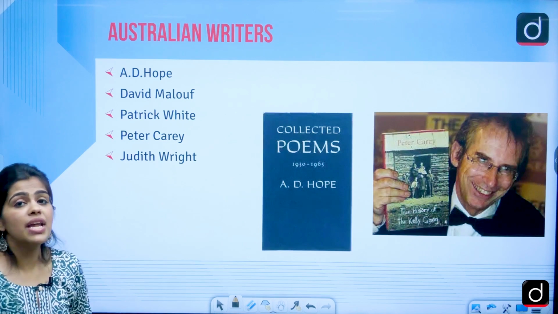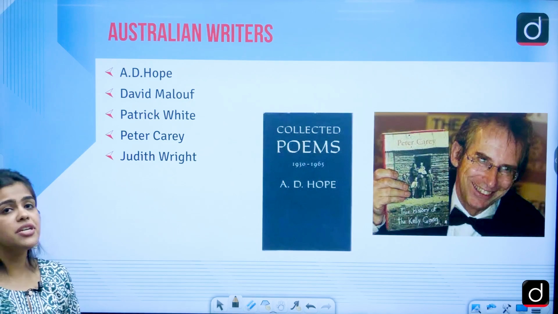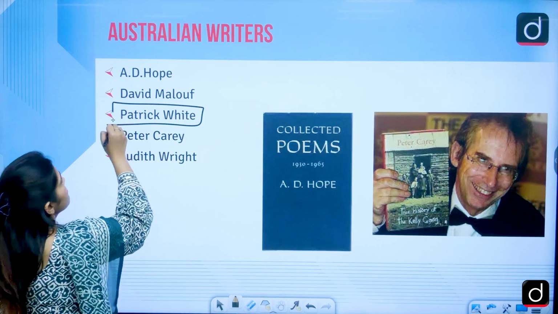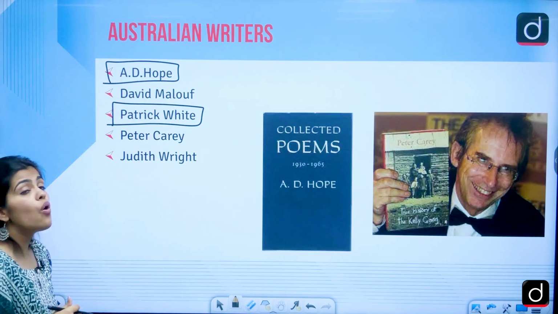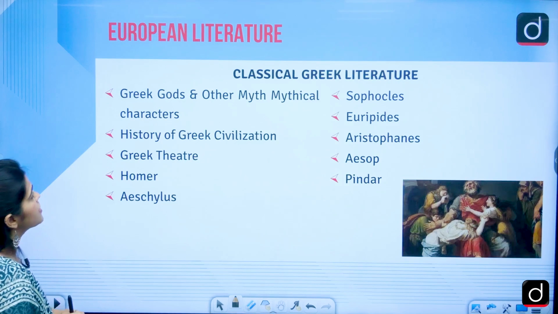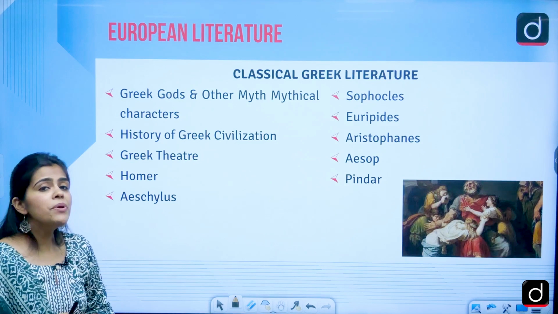Then comes the Australian writers. The Australian literature is also important. In it, A.D. Hope, Patrick White are very important, though questions are also asked from Peter Carey. We'll be dealing with the texts related to them. Then comes the European literature.